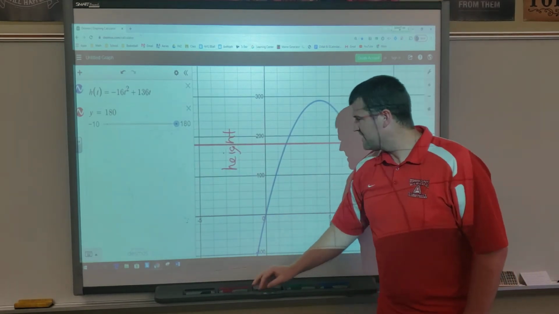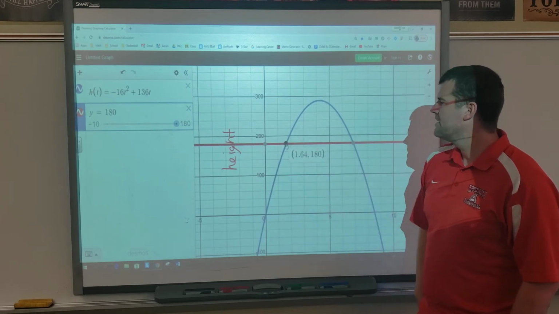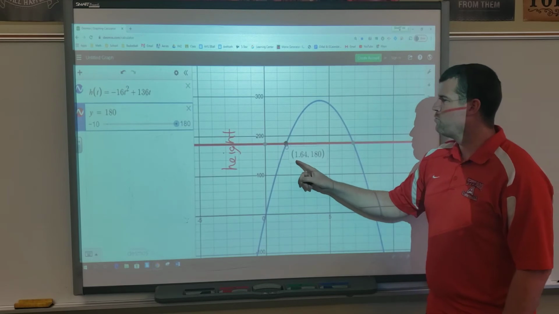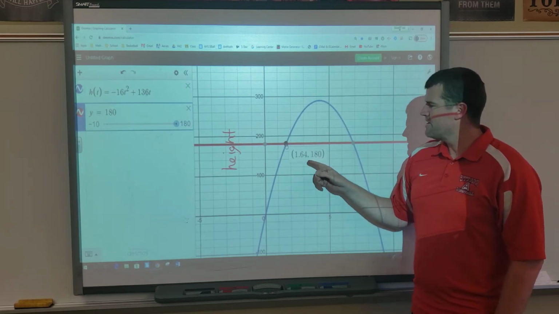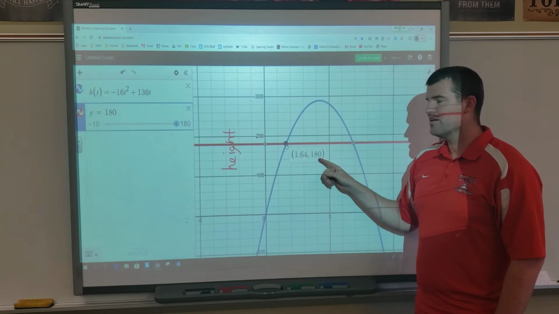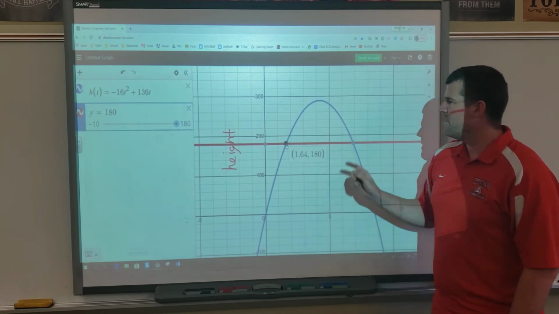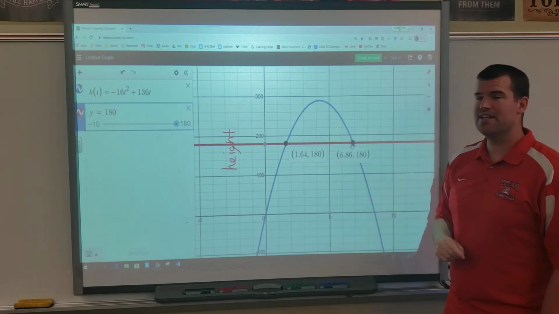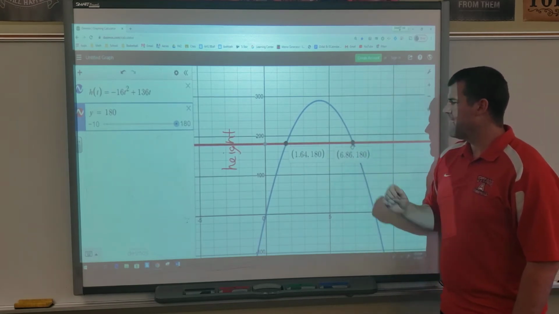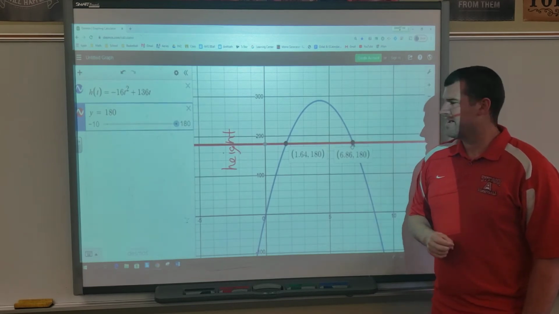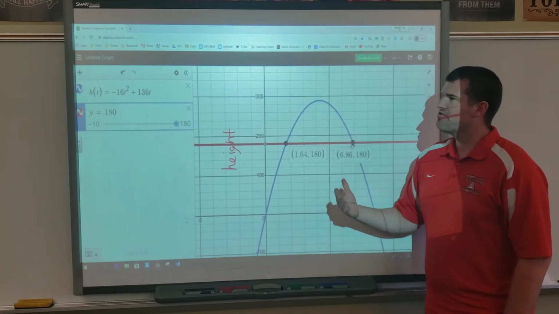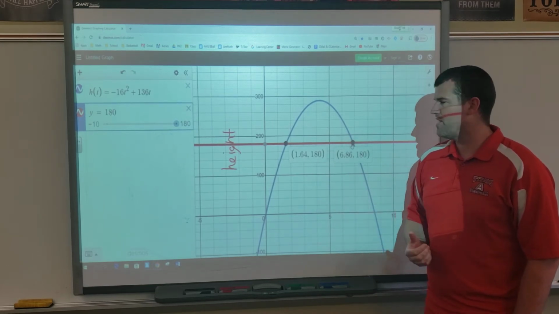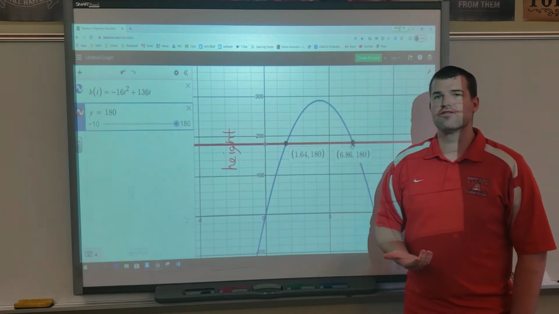And now to find the exact answers, I can go to these points of intersection, and I can see that, in fact, it was a little bit less than 2 seconds. It was 1.64. So I know after 1.64 seconds, the rocket will be at 180 feet. But I also know that as it comes back down, it reaches 180 feet again, and that was at a time of 6.86 seconds. So to get exact answers, we can always graph both of them on Desmos, find where the two equations cross or the two graphs cross, and those will be our solutions.